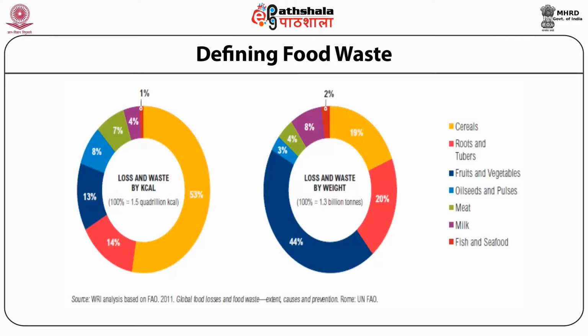The picture which is being shown to you on the screen, if you look at that, you will find cereals are wasted to the tune of 19%, fruits and vegetables to 44%, roots and tubers to 20%, which results in extensive nutritional losses of 80% energy together.